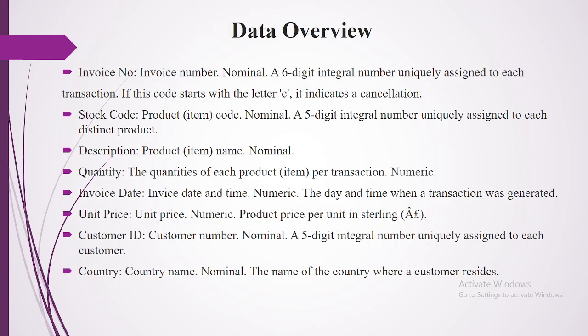Stock code is a unique number that is assigned to each distinct product. Description is the name of that product. Quantity is how many units of each product per transaction. Invoice date is the date and time when that particular transaction was generated. It also has the price for each product, the customer ID, and the country where the delivery was taken. So this is the exact information this data set has.